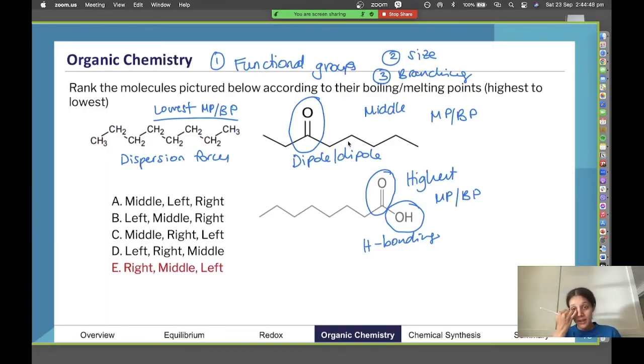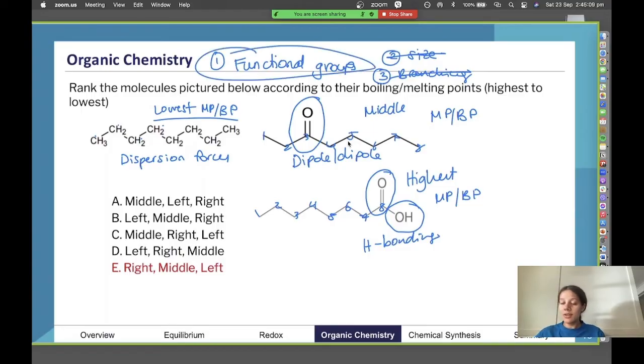Now, another thing to take note of is the length of these molecules. So we have 1, 2, 3, 4, 5, 6, 7, 8 carbons there. 1, 2, 3, 4, 5, 6, 7, 8. Okay, never mind. These all have 8 carbons. So we can't consider size, and none of them have any special branches. So the differentiating factor here is the actual functional groups present on the molecules.